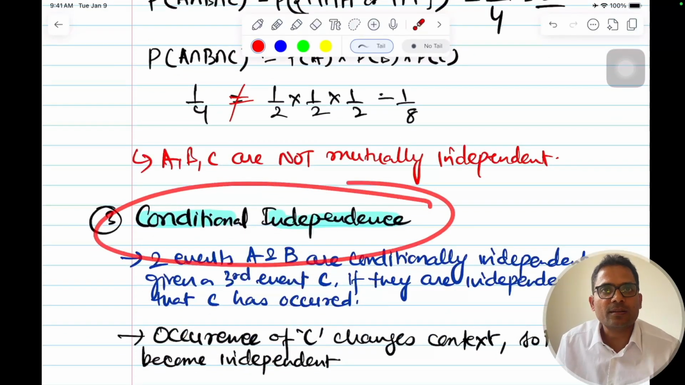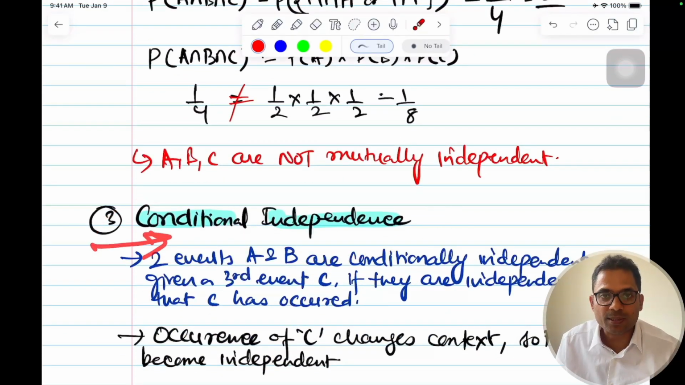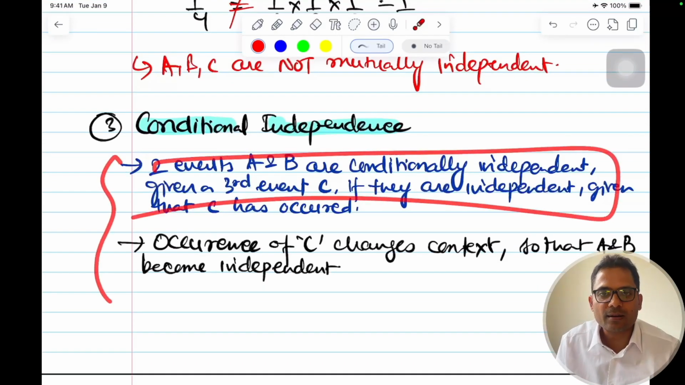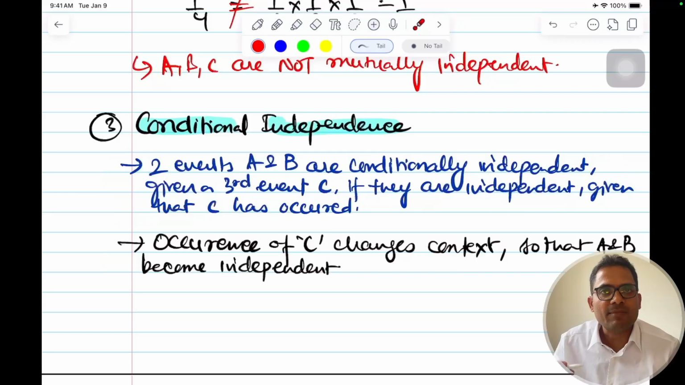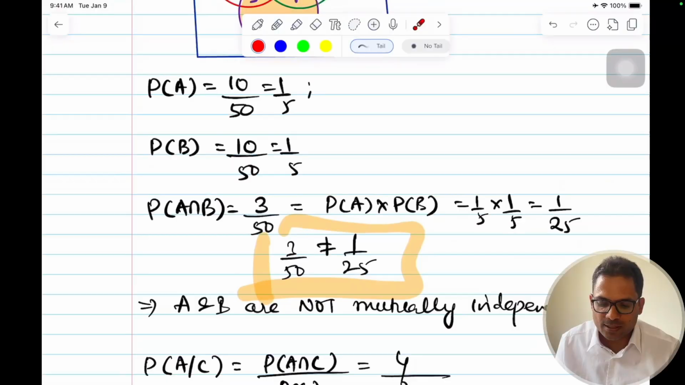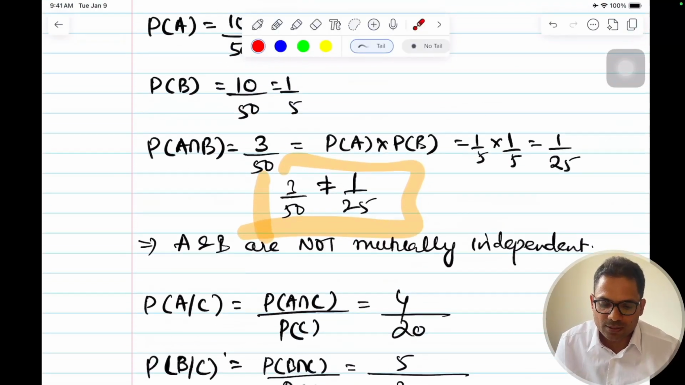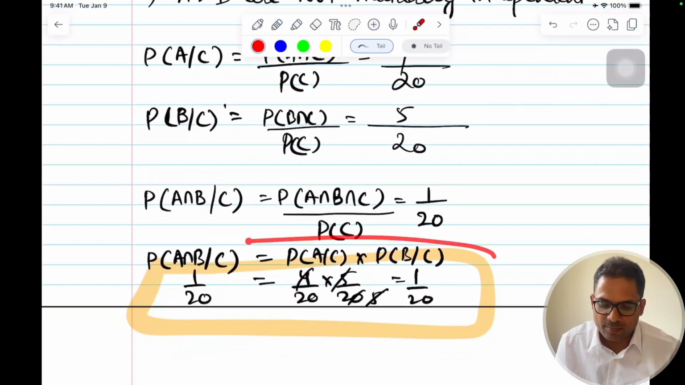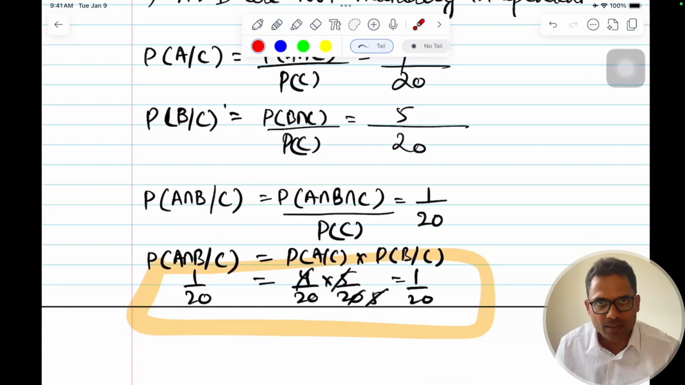The third and the most important part was conditional independence, where two events A and B are independent given some condition or some new information that we have. We understood this using a diagram of the sample space and 3 sets. Here we computed that without the condition, A and B were not independent, but given the information of C, we found that A and B were conditionally independent.